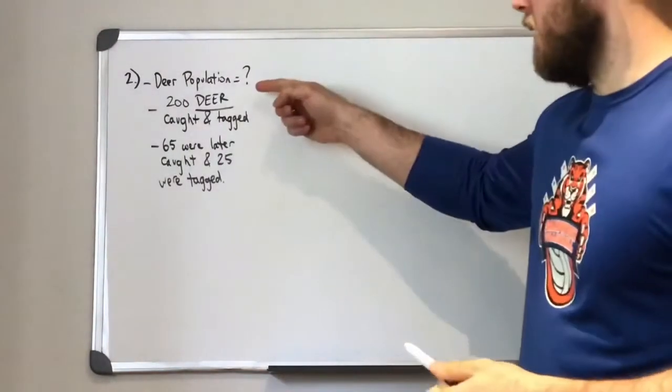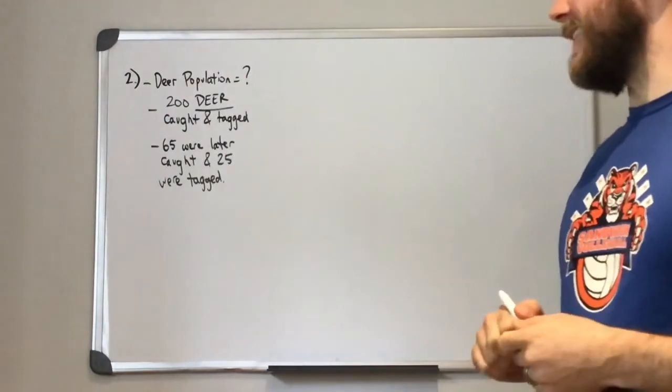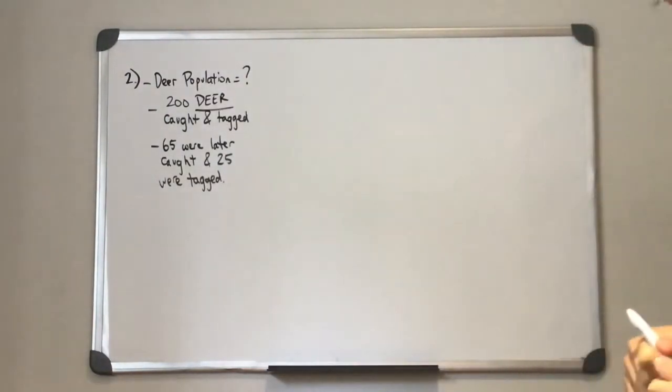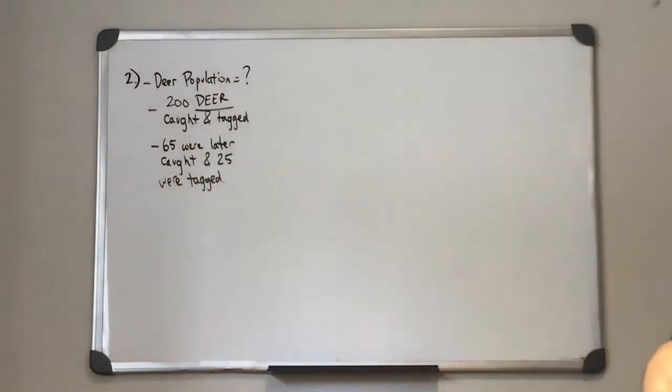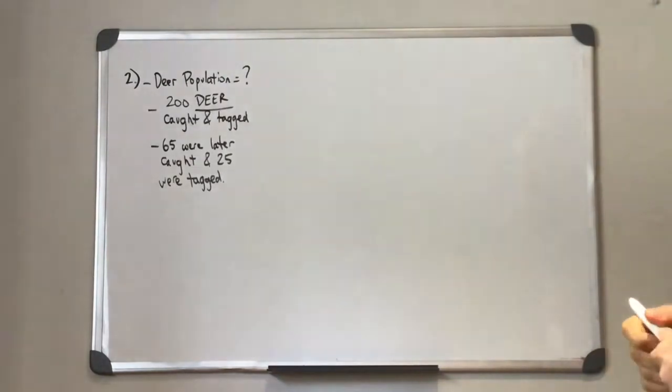So we're given that we're trying to find the entire population. They caught 200 deer and tagged them. 65 were later caught and 25 were tagged. Okay, so this is kind of giving us a ratio of population to the amount tagged. So this is going to allow us to get an estimate for how large the deer population is.